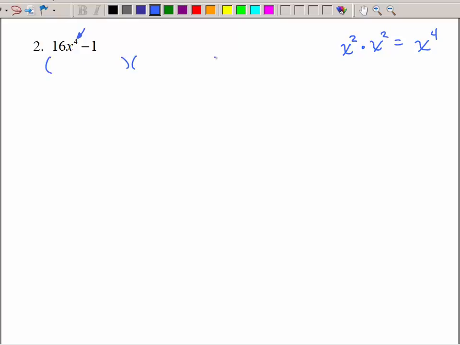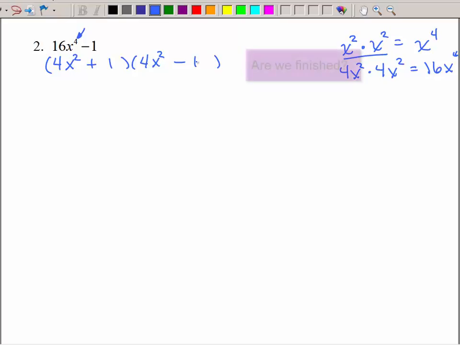So I'm going to put my parentheses, plus minus. Yes, you can do minus and then plus. I just have a habit of doing my plus first. What multiplies times the same thing to get 16x to the fourth? Well, we know 4 times 4 is 16, and just as I talked about over here, I know x squared times x squared is x to the fourth. So 4x squared times 4x squared is 16x to the fourth power. 1 times 1, of course, is 1.